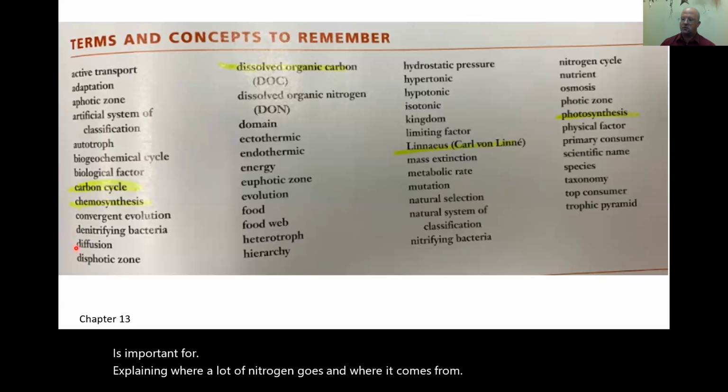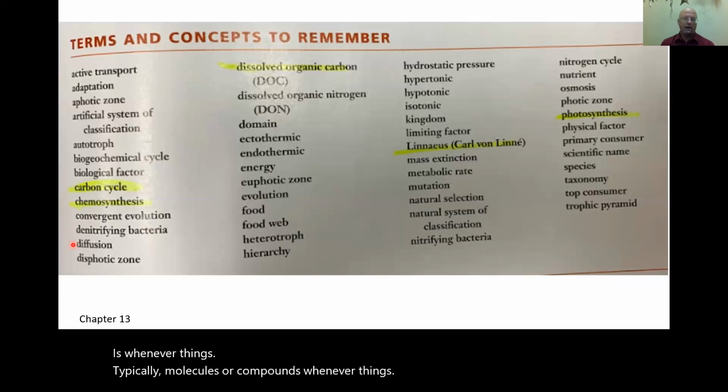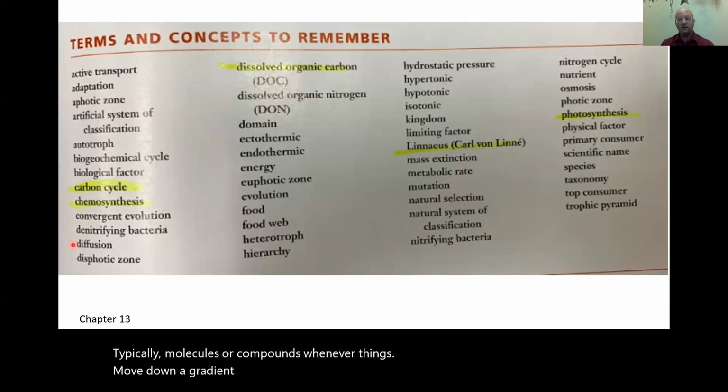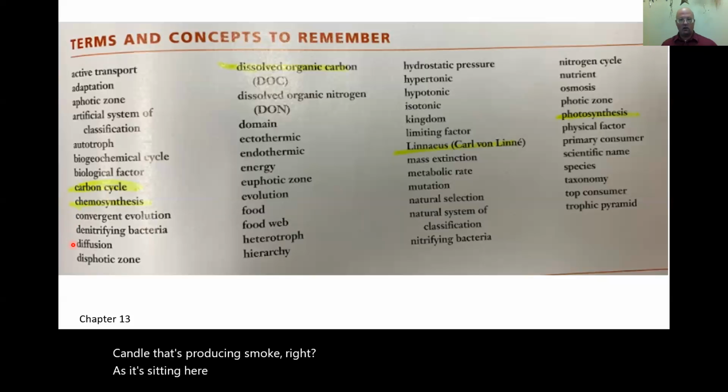Diffusion is whenever things, typically molecules or compounds, move down a gradient. So for example, if I'm sitting in this room and I have a candle that's producing smoke, as it's sitting here, that smoke is moving throughout the air. It's diffusing, it's moving throughout the air.